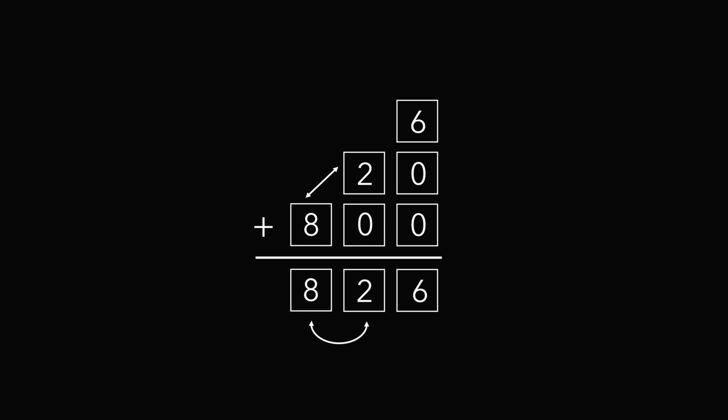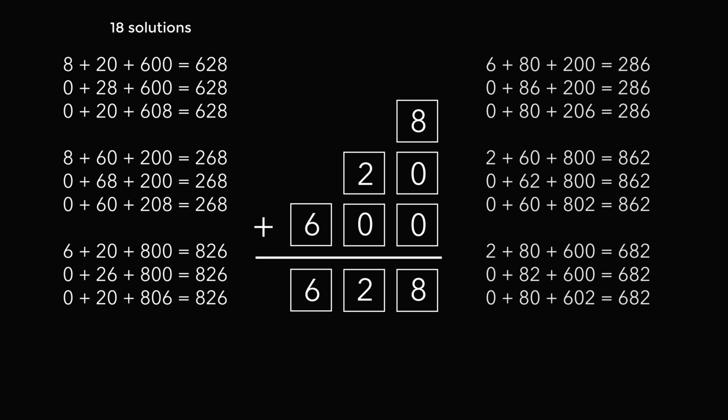Now, switch the 8 and the 2. So we end up with another solution. Then let's switch the 8 and the 6, and again you'll find a solution. Now let's just switch the 6 and 2 and go back to where we started. So if we count up all these possibilities, we're going to end up with 18 different possible answers. So there are probably 18 different ways you could solve this problem.